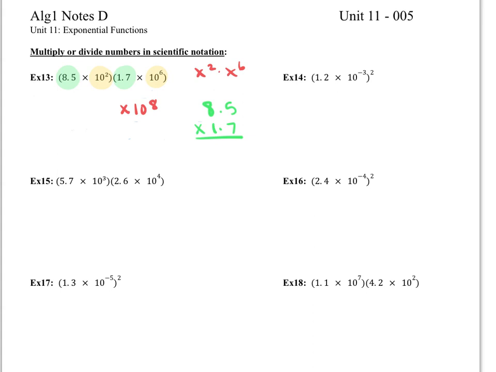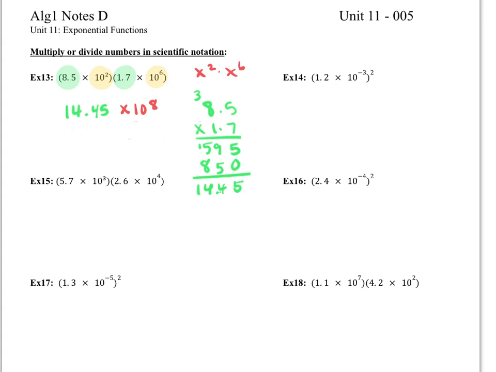So I've got 7 times 5 is 35. I'm going to carry the 3. 7 times 8 is 56, plus 3 is 59. Add my 0. 1 times 5 is 5. 1 times 8 is 8. Now I add, 1 to carry, 13, 14 again. So I ended up with 14 and 2 decimals, 14.45 times 10 to the 8th.